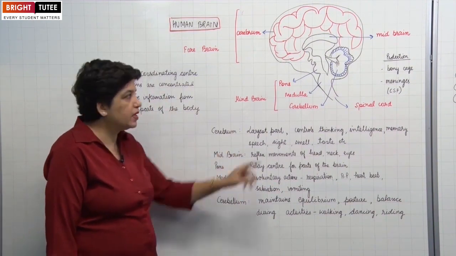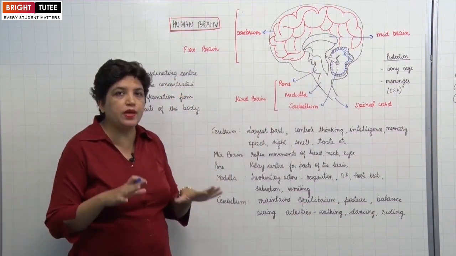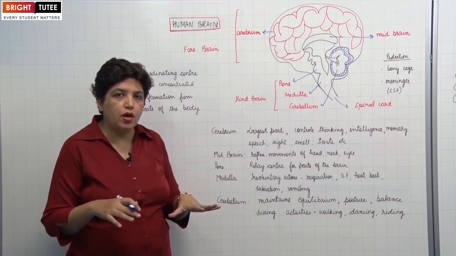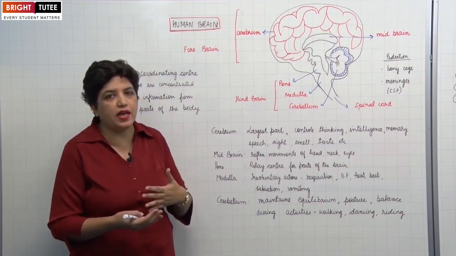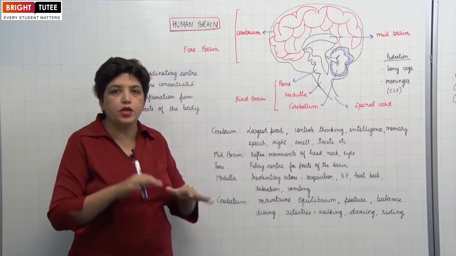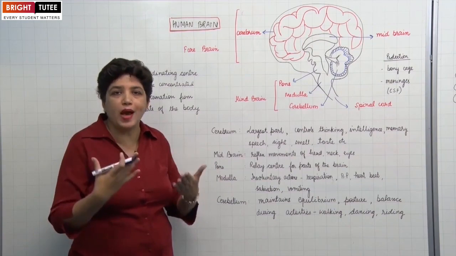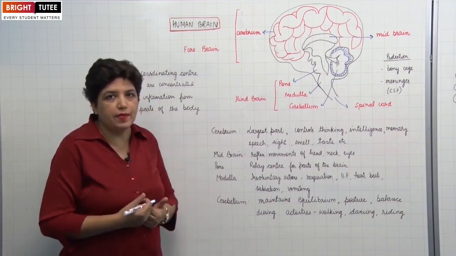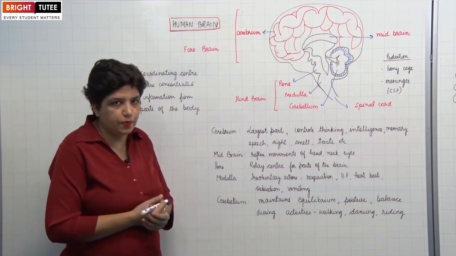Last, the cerebellum. The cerebellum maintains equilibrium, balance or posture while doing activities like walking, dancing, running or even riding a bicycle. Your posture, your balance, you don't fall down, okay? So your posture and balance are maintained by the cerebellum. So the different parts play different roles in the brain.